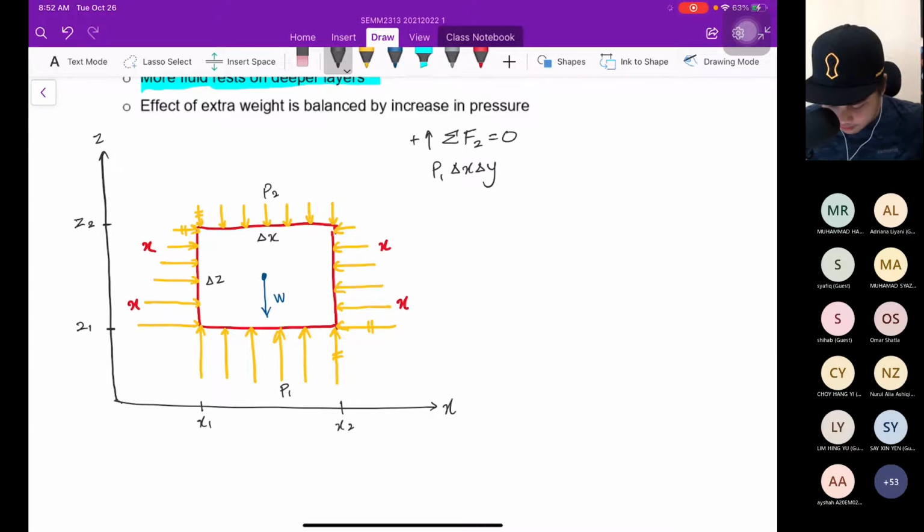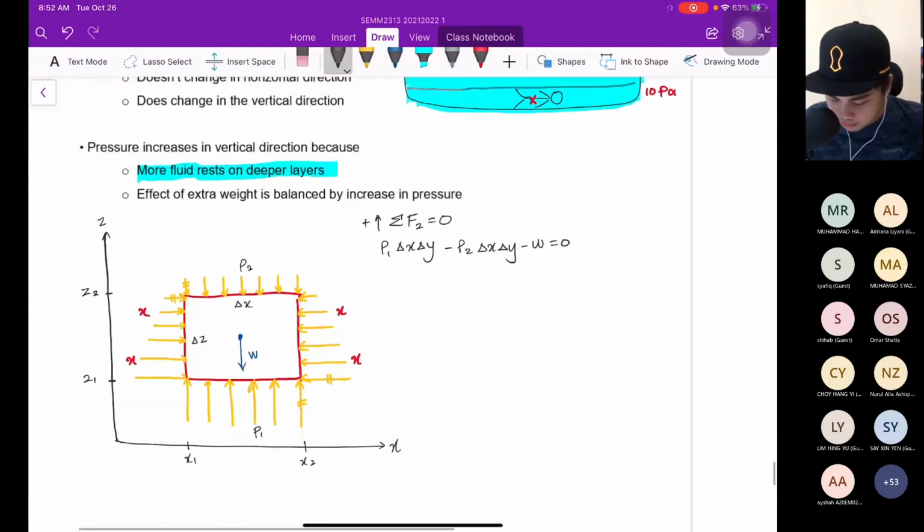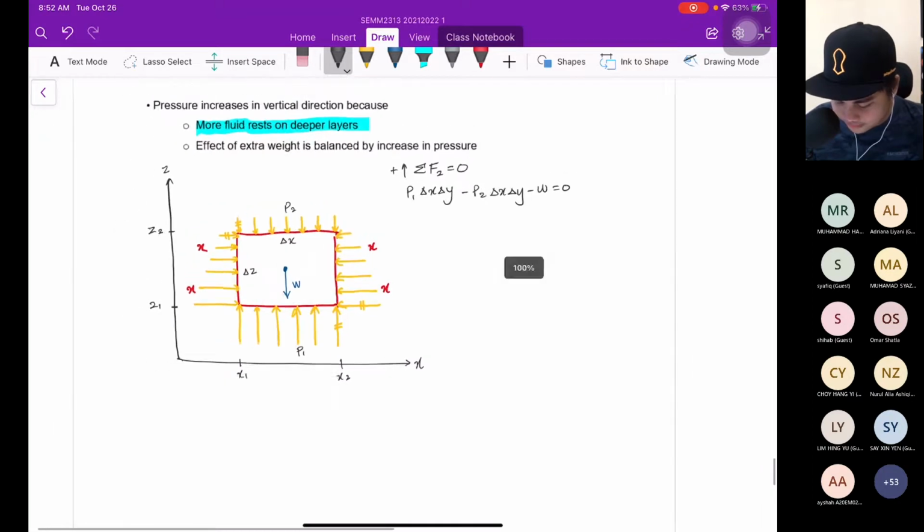Okay, delta X, delta Y. And then we have P2, the same thing, delta X, delta Y. And then we have the weight equal to 0. So the problem here is we never derived the weight. So let's derive the weight.